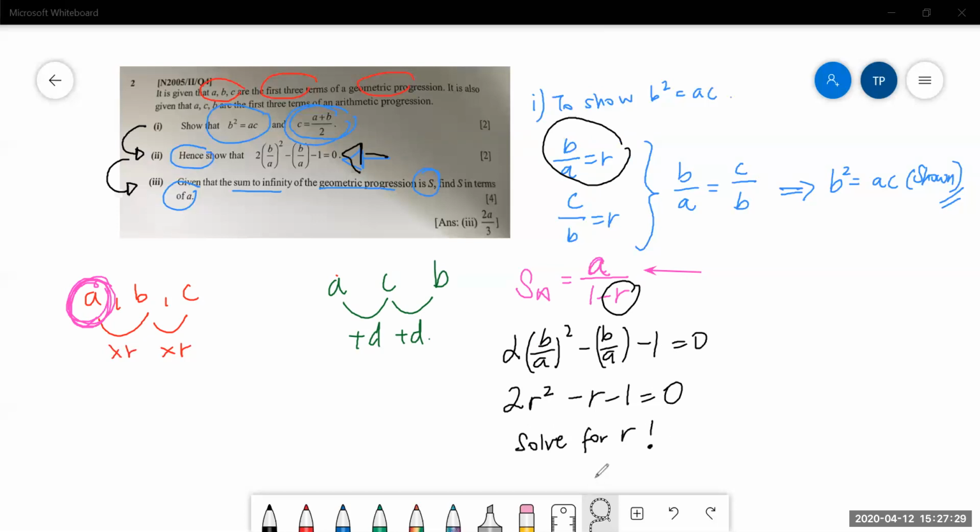Oh, yes. R is 1 or minus half. But it has to be between minus 1 and 1, so we reject the 1. Yeah, so reject it. Then you have your R. Got it?